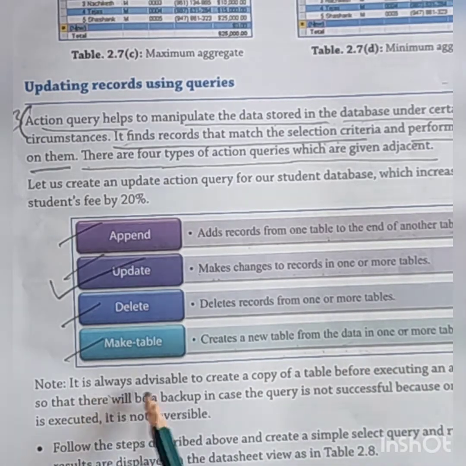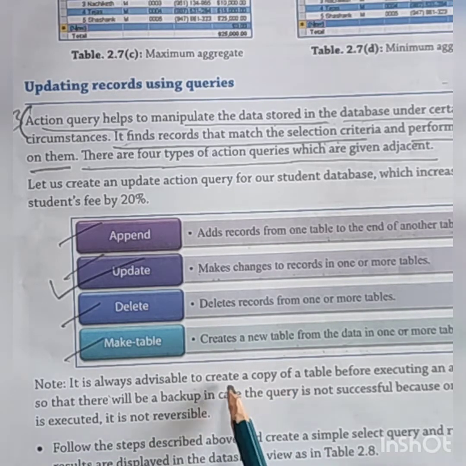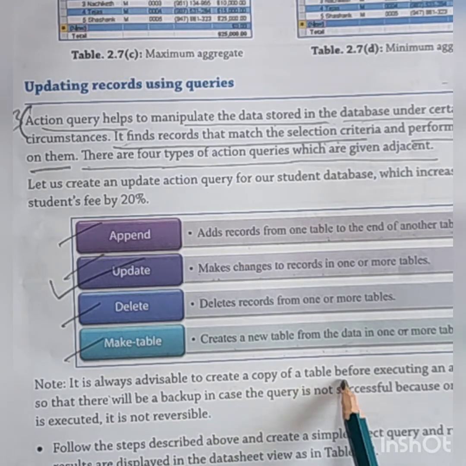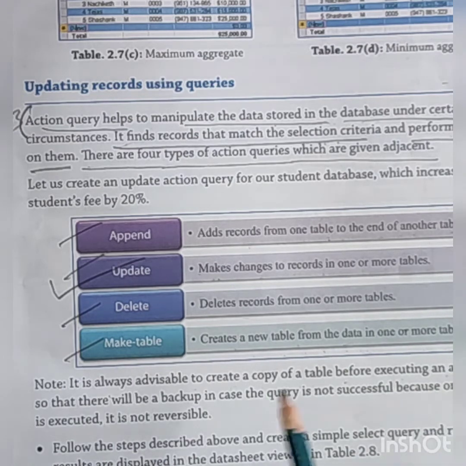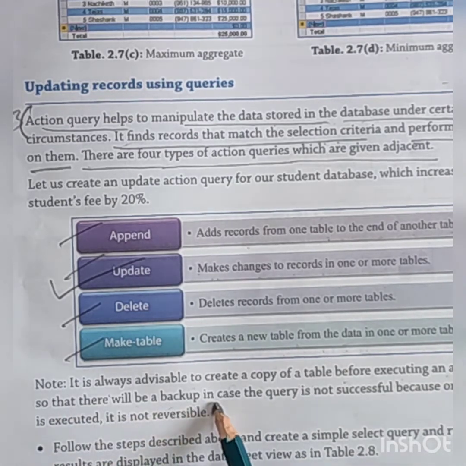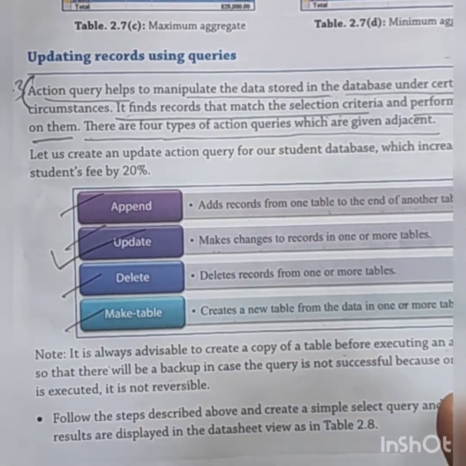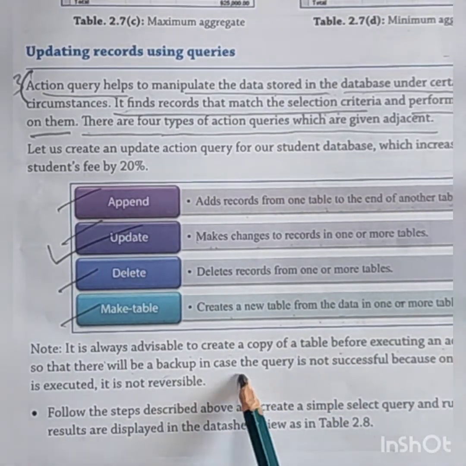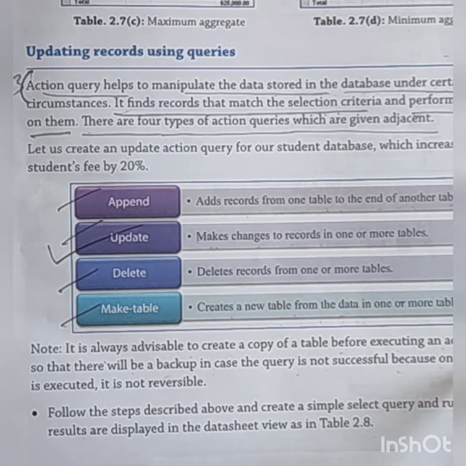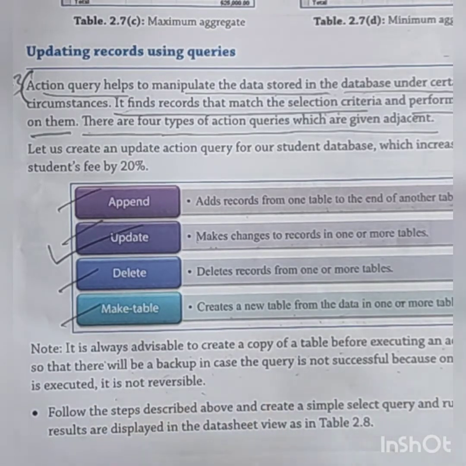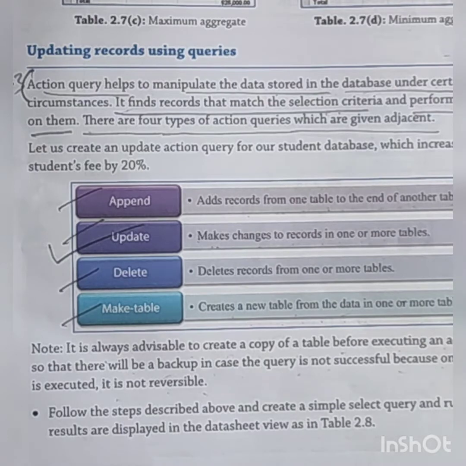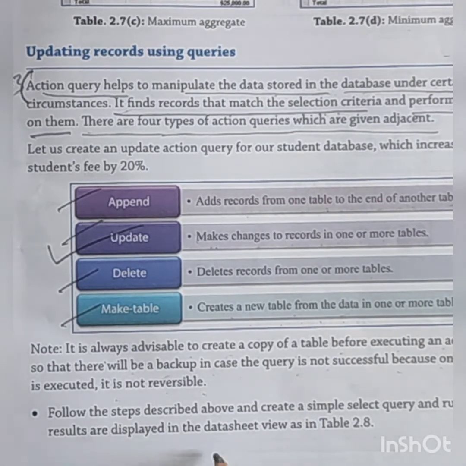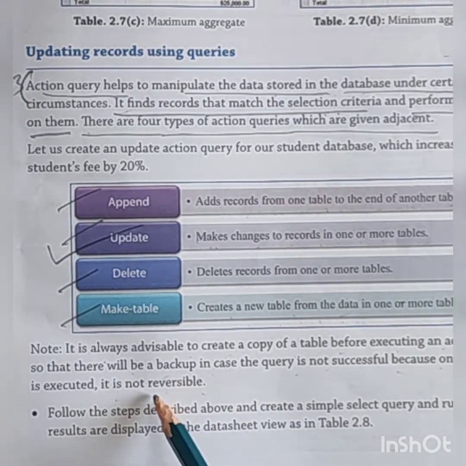Note, you should remember it. It is always advisable to create a copy of a table before executing an action query. Why? So that it will be a backup. So always there should be a backup for it. In case the query is not successful, because once the query is executed, it is not reversible. If you make a query by mistake and something happens, you will not get back the table again. So it is not a reversible process.